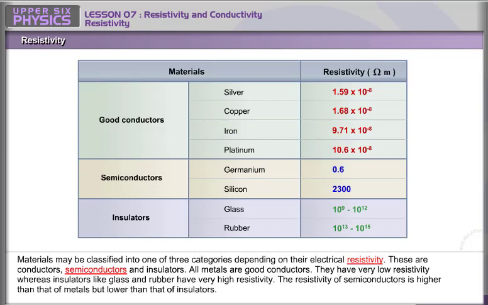Materials may be classified into one of three categories depending on their electrical resistivity. These are conductors, semiconductors, and insulators. All metals are good conductors. They have very low resistivity, whereas insulators like glass and rubber have very high resistivity. The resistivity of semiconductors is higher than that of metals, but lower than that of insulators.